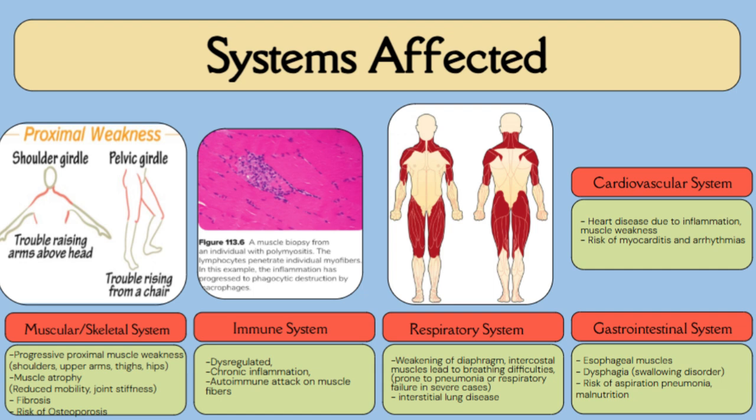Inside the cardiovascular system, there is increased risk of heart disease due to inflammation and muscle weakness. Some studies indicate a larger likelihood of myocarditis and arrhythmias. Within the skeletal system, there is reduced mobility and joint stiffness due to muscle atrophy and fibrosis, potentially increasing the risk of osteoporosis and fractures. In the gastrointestinal system, involvement of the esophageal muscles can lead to swallowing difficulties such as dysphagia, which can increase the risk of aspiration pneumonia and malnutrition.